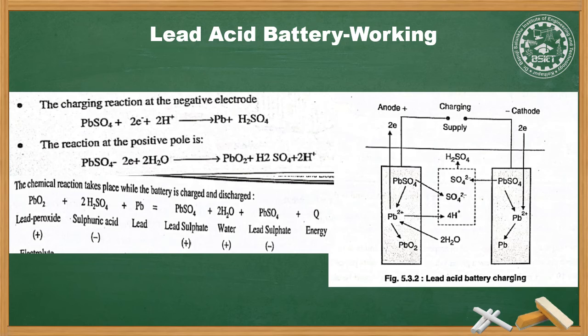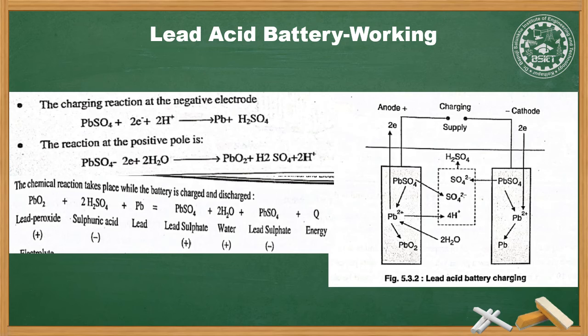During discharging of a battery, sulfuric acid splits into hydrogen and sulfate. The hydrogen liberated at lead oxide combines with a part of the sulfuric acid to form lead sulfate and water. When the battery is charged, the chemical reaction shown above is reversed.